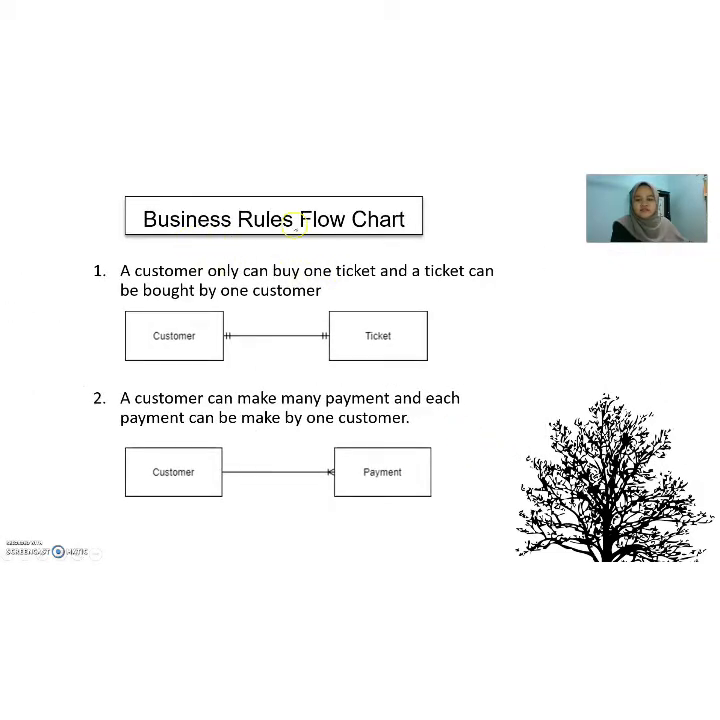Next, business rules flowchart. First, a customer can only buy one ticket and a ticket can be bought by one customer. Their relationship is 1-to-1, one customer, one ticket. Second, a customer can make many payments and each payment can be made by one customer. Their relationship is 1-to-many, one customer to many payments.